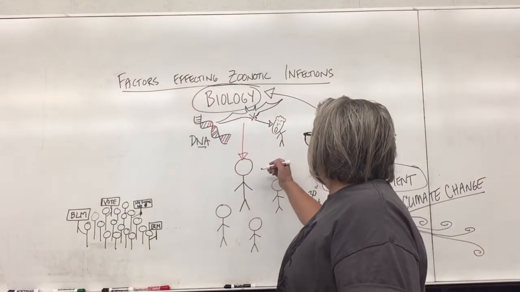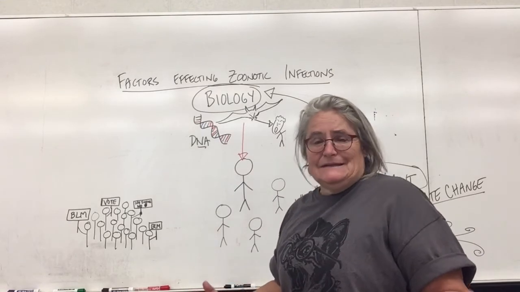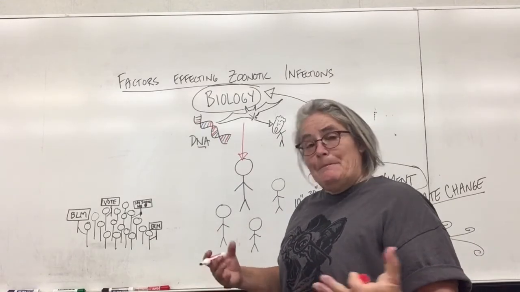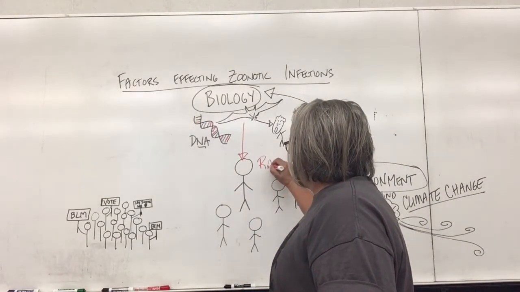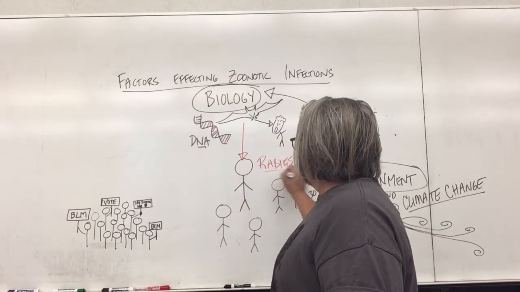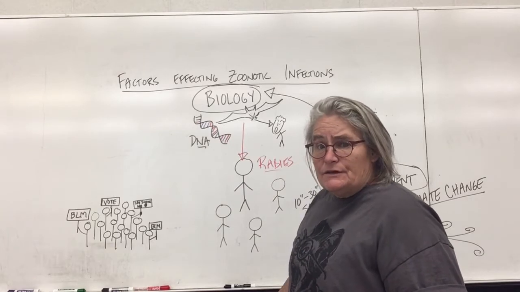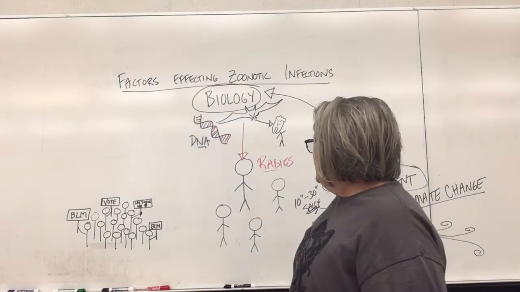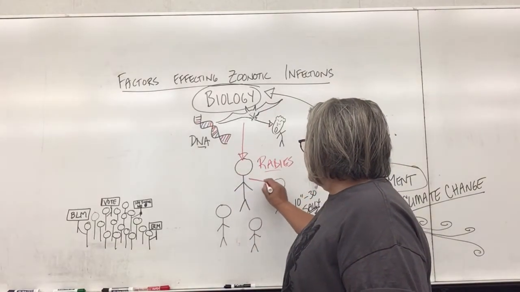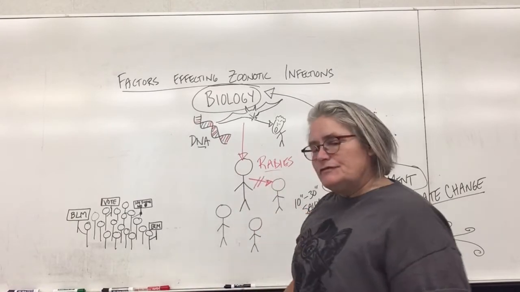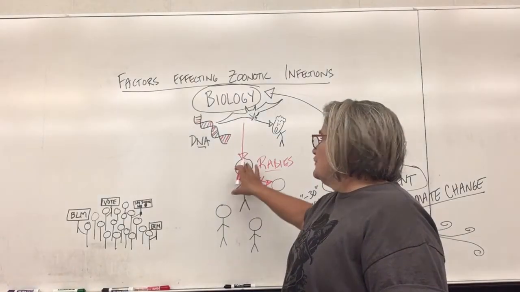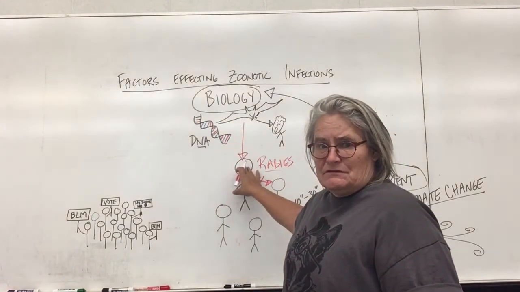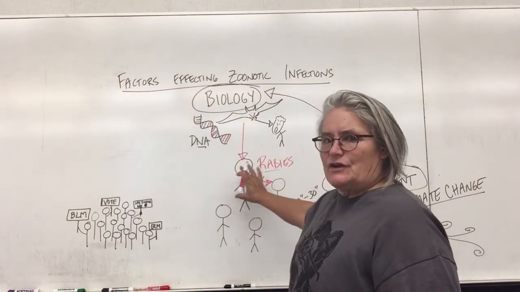So, for example, you might get bit by a squirrel, a bat, a raccoon, and rabies, for example, is an infection that can actually be passed from an animal to a human. But rabies cannot be passed from a human to a human. This person would get sick and could actually die because of a rabies infection, but that person cannot transmit the infection to another person.